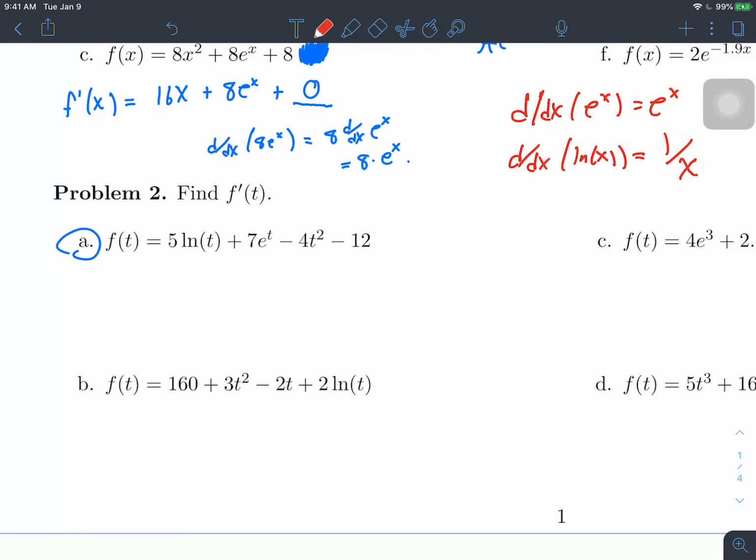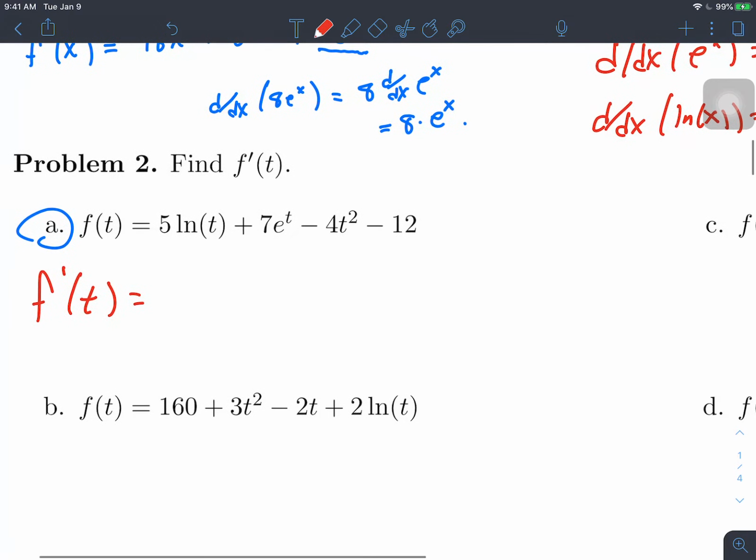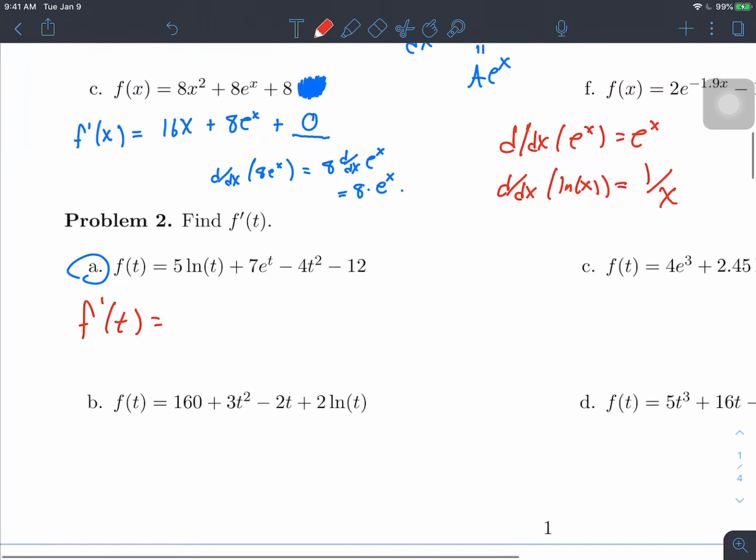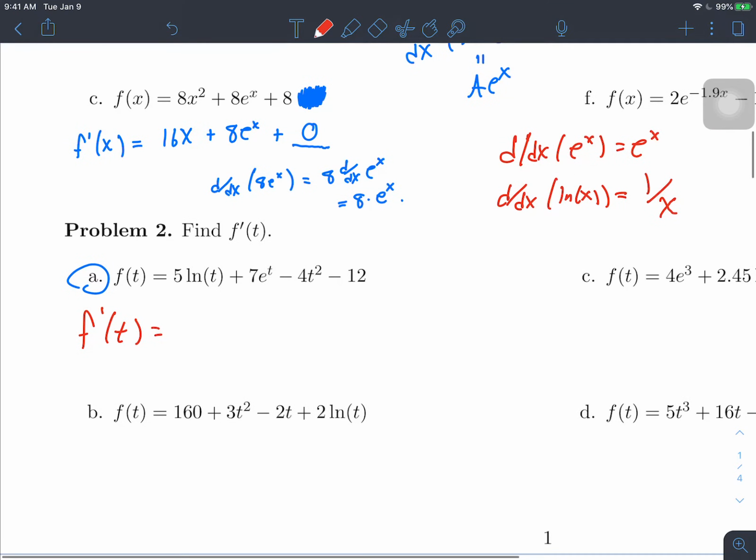So now we want to find f prime of t, where f of t is this function 5 ln t plus 7e to the t minus 4t squared minus 12. Okay, so I'll keep the rules on the screen so that you can remember what they are.